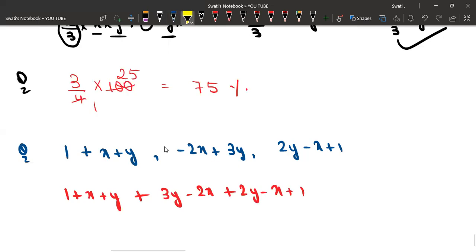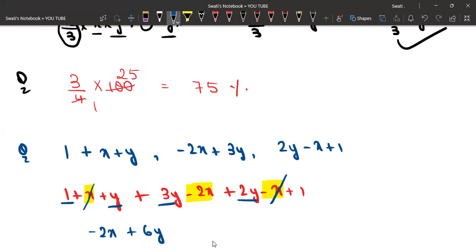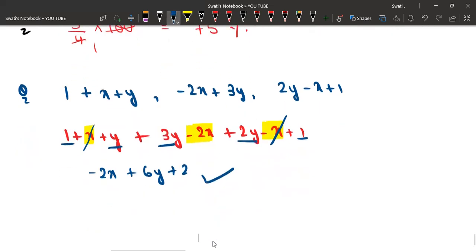So, if I just look at the x terms, this is x, this is minus 2x, and then minus x, right? So, simply first I can say that x and minus x will get cancelled, right? So, I just have minus 2x. Now talking about y, plus 3y, 4y, 4y plus 2y, 6y, so plus 6y. And this will become 1 plus 1, 2. So this is the answer. Very simple. Now we can go to the next question.